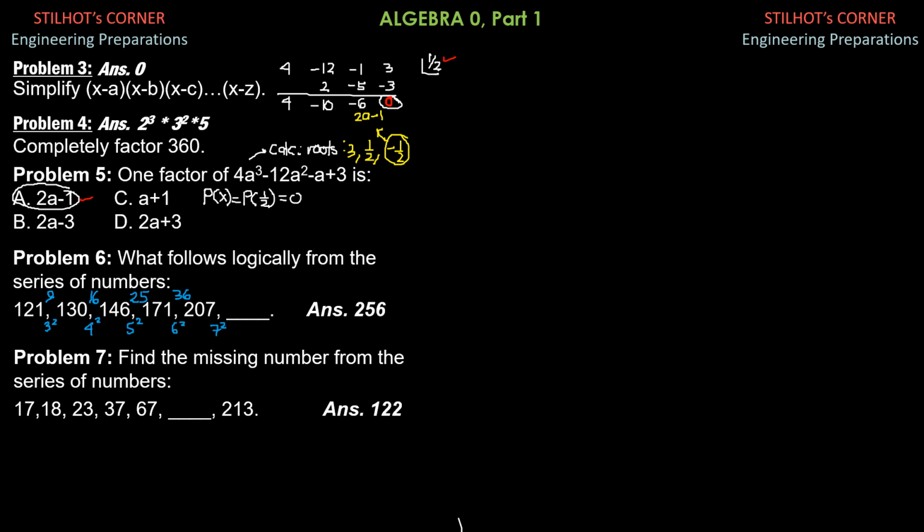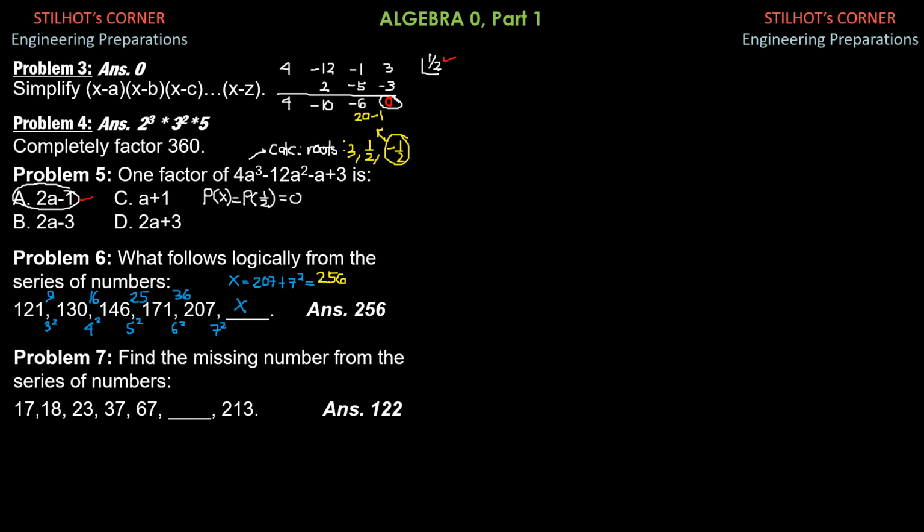If I call the next term x, then x is equal to 207 plus 7 squared, and that is 256. So that's why the answer is 256. 256 is the answer to that problem.